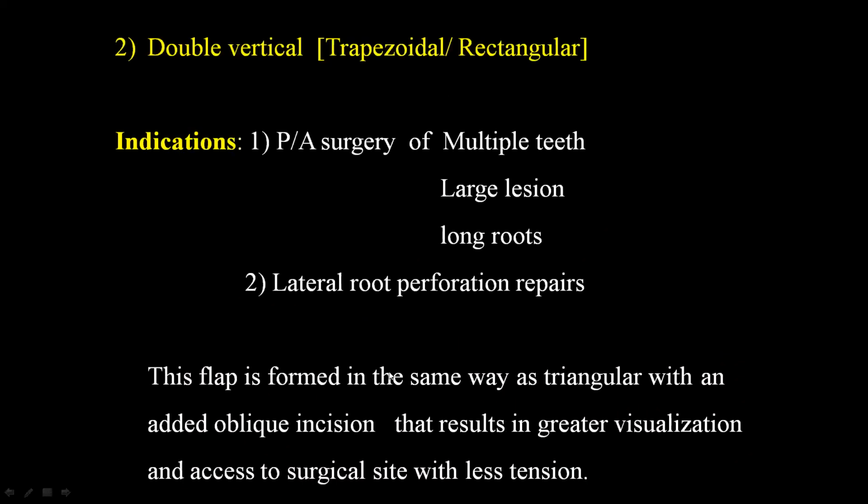Second is double vertical. As I told you, two vertical incisions and one horizontal incision will make a trapezoidal or rectangular flap. This is the commonest flap used in endodontic surgery. So periapical surgery of multiple teeth, large lesion, long roots, where you really want to see all the roots and the diseased area, double vertical, trapezoidal, or rectangular is the flap of choice.